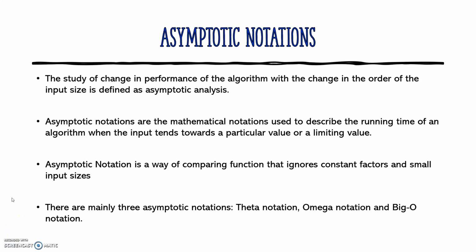So asymptotic notations are the mathematical notations used to describe the running time of an algorithm when the input tends towards a particular value or a limiting value. Asymptotic notation is a way of comparing functions that ignores constant factors and small input sizes. There are mainly three asymptotic notations, and those are theta notation, omega notation, and big O notation.